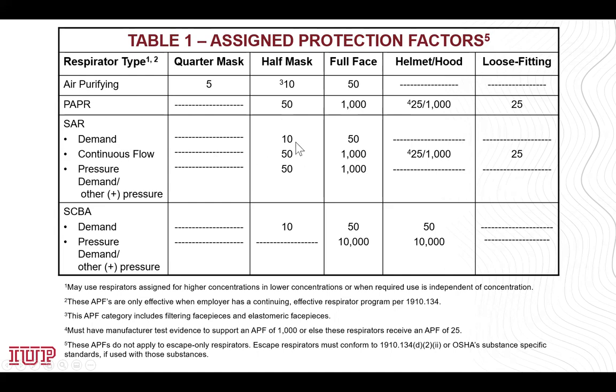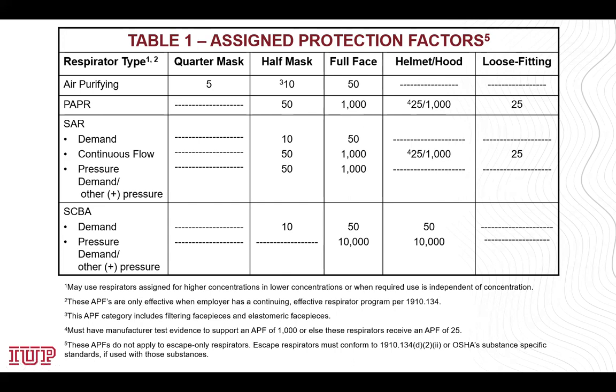Again, if it's supplied air, you get 10 on demand. Continuous flow or pressure demand, you get 50. Self-contained breathing apparatus on demand, you get 10. Full face, you get an APF of 50. The powered air purifying full face, you get 1,000, just the same as the supplied air continuous and pressure demand flows. For just a demand flow, you get 50.